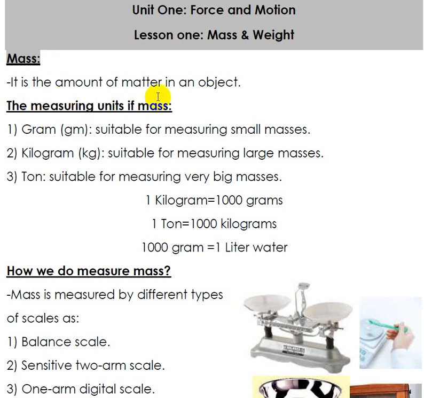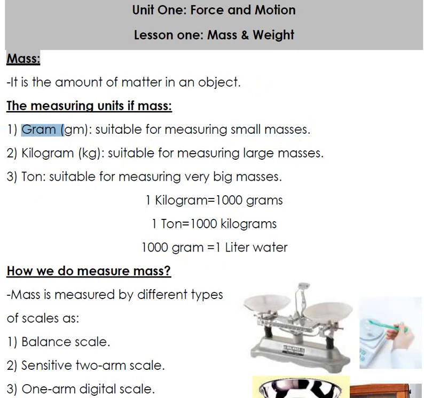Mass is the amount of matter in any object, and the measuring units of the mass are gram. The meaning of gram is, it's like the paper clip. Do you know the paper clip? This is 1 gram. So the gram is the measuring unit of the small masses, like jewelries, rings, golden things. And the measuring tool for the gram is the sensitive balance.